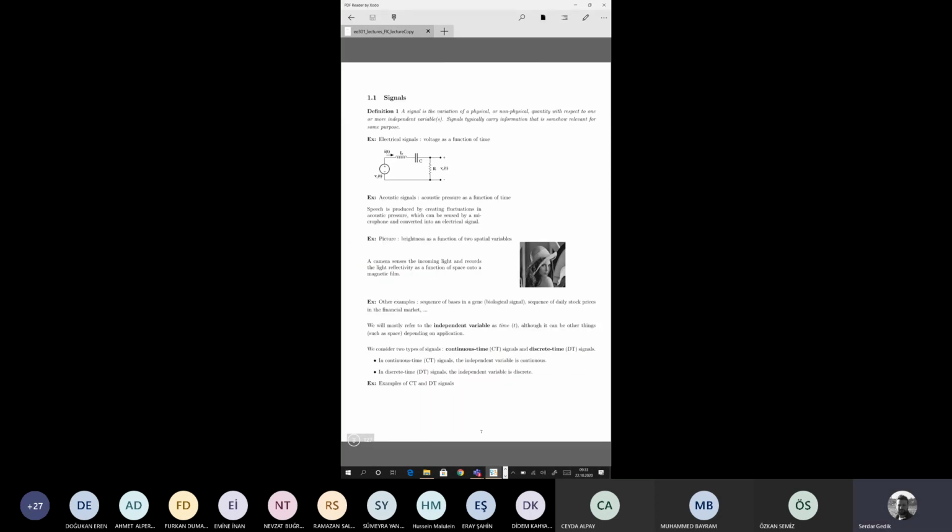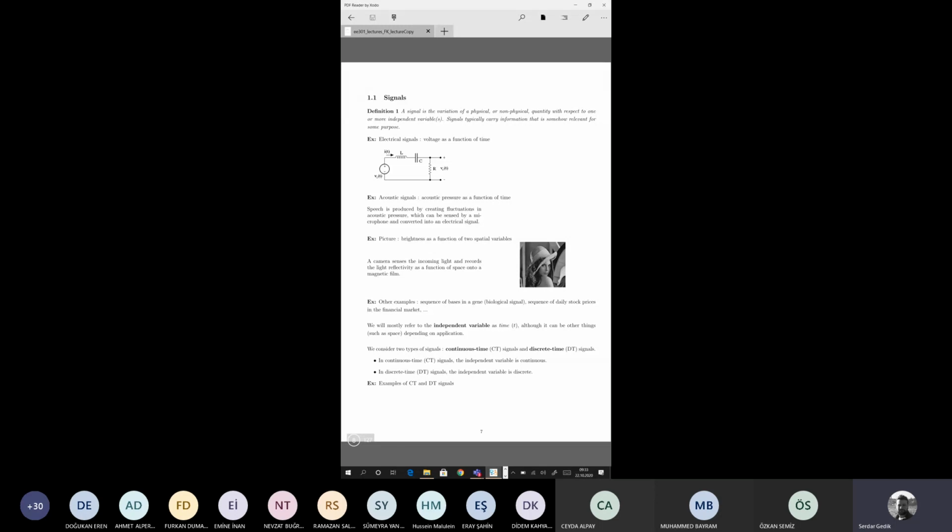So, what is a signal? We will first start with the definition. A signal is the variation of a physical or non-physical quantity with respect to one or more independent variables. Signals typically carry information that is somehow relevant for some purposes. So this is the very formal definition of a signal.